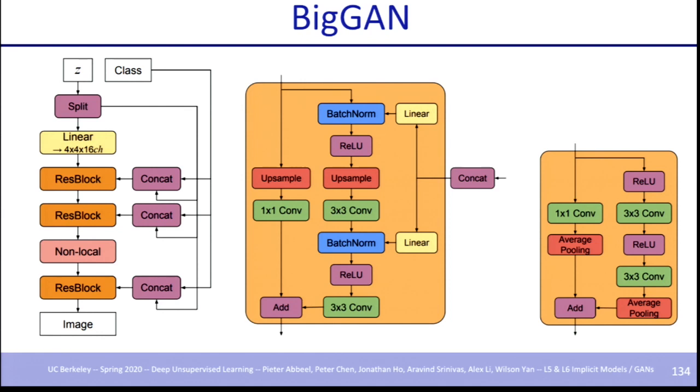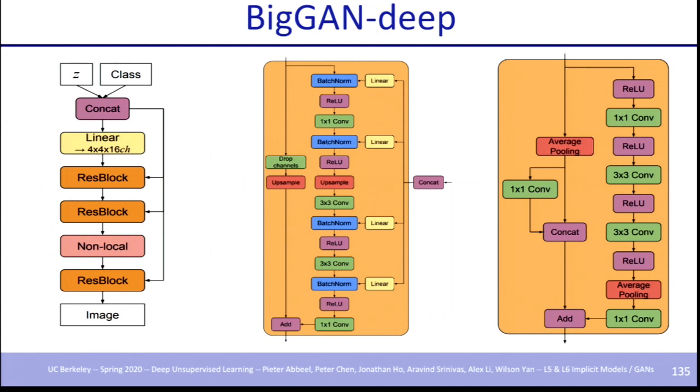So this is the architecture of Big GAN. It adopts a very similar mechanism to the WGAN models. There are residual blocks, and it could be either upsample or downsample, depending on whether you're using the discriminator or the generator. And this is the Big GAN Deep architecture, where the residual blocks are more similar to what you use in a classifier.